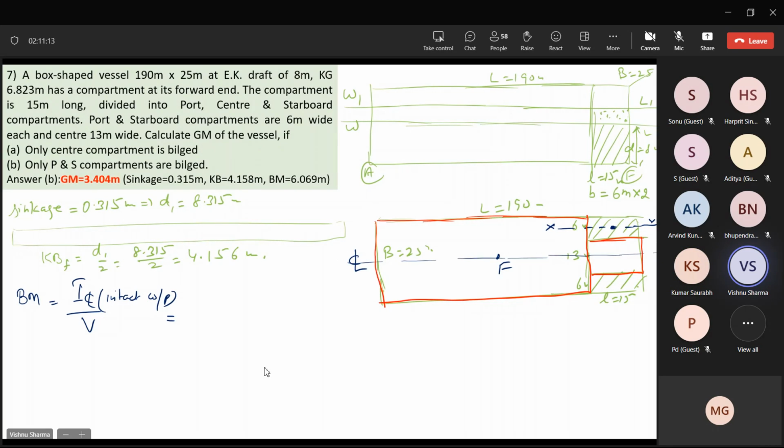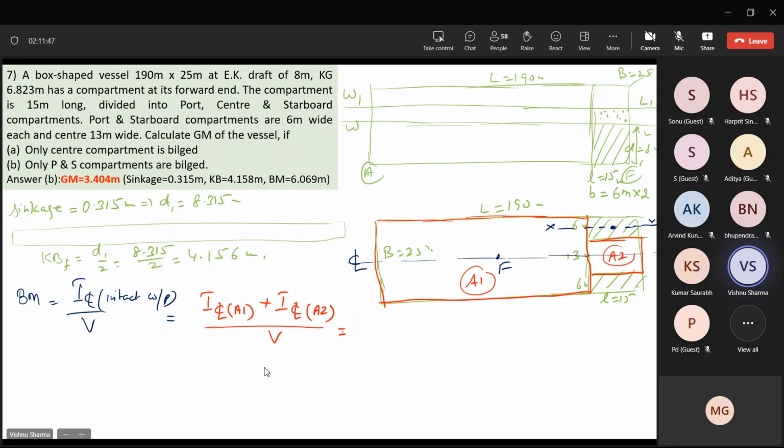Okay, if you want me to use the theorem of parallel axis, I'll come back to that again. In this one, I'm saying this area is A1 and this area is A2. So what am I saying? ICL of area A1 plus ICL of area A2 divided by volume of displacement. Does everybody agree with this step? Yes, sir. This is just to avoid use of theorem of parallel axis. That's all. Otherwise, there is no rationale.